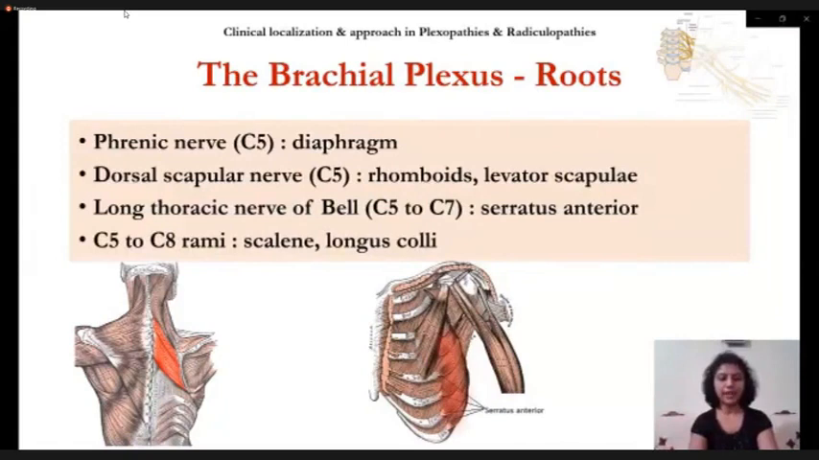As mentioned earlier, there are 5 roots. Some nerves arise directly from the roots. They include the dorsal scapular nerve that arises from C5 and supplies the levator scapulae and the rhomboids, as well as the long thoracic nerve of Bell that arises from C5 to C7 and supplies the serratus anterior. The C5 ramus also contributes to the phrenic nerve as discussed earlier. And in addition, the C5 to C8 rami provide direct routes to the scalene and the longus colli muscles. The sympathetic ganglia send postganglionic fibers through the T1 spinal nerves.